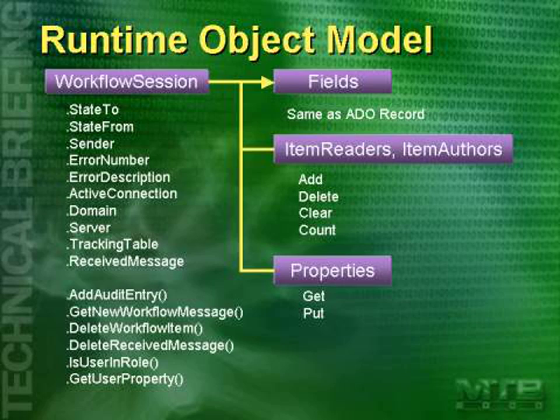One of the most important ones probably would be the .sender. If you're looking at the workflow session and pulling back the sender information, that's the actual SMTP address of the person who's performing the action within the workflow. As I mentioned, you have the fields collection exposed so you can read and set properties on the item. Item readers and item authors allow you to do security. And then there are some of the other methods that are made available to you through the object.